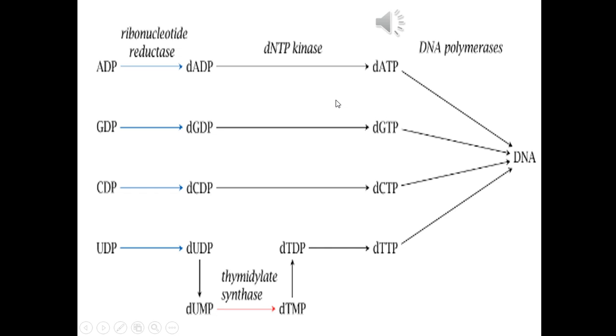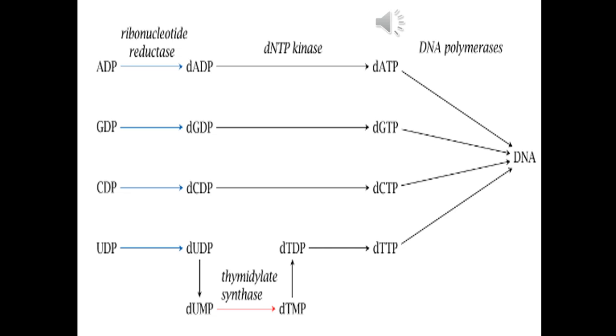This slide shows the conversion of nucleoside diphosphate of all 4 bases. It means adenosine diphosphate, guanosine diphosphate, cytidine diphosphate, and uridine diphosphate to the deoxynucleoside diphosphate by ribonucleotide reductase enzyme, as explained previously.